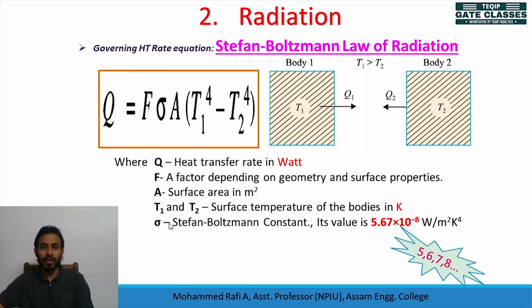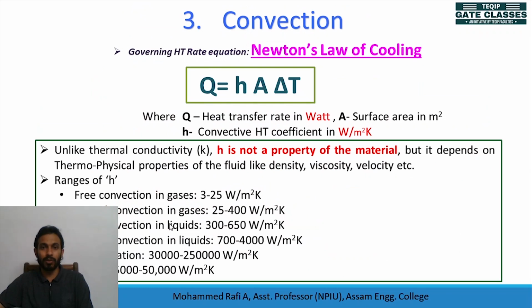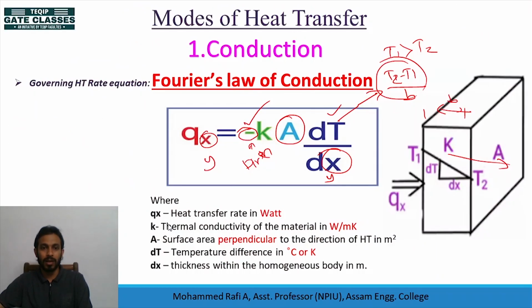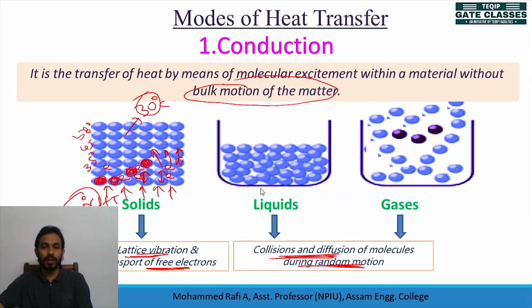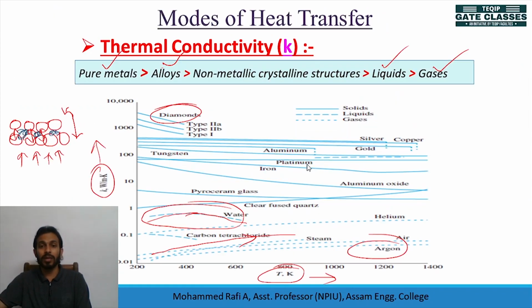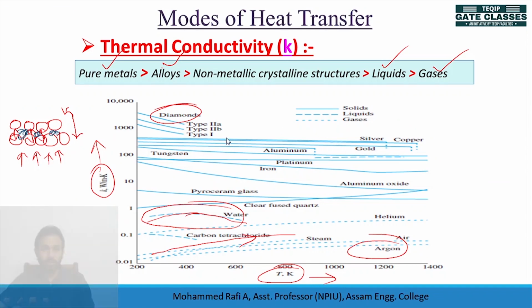We already know how conduction takes place. Conduction takes place in gases because of collision. So if you increase the temperature, there will be a lot of random motion, there will be a lot of collision, so that it will increase the thermal conductivity. But in case of solids, if you increase the temperature, the vibration will go down. So there will not be much heat transfer compared to the lower temperature.